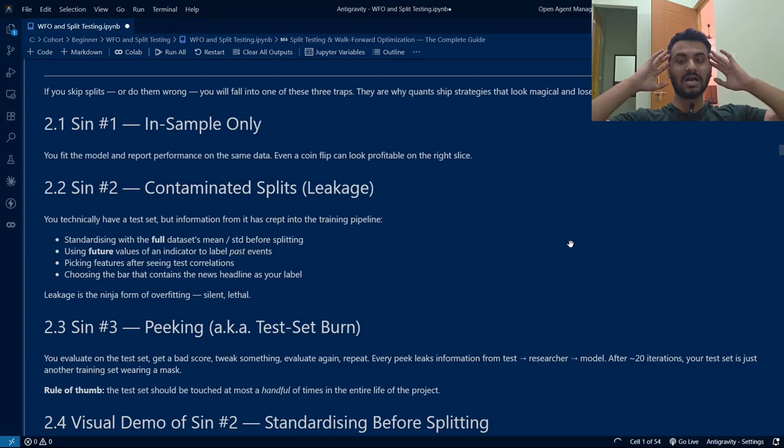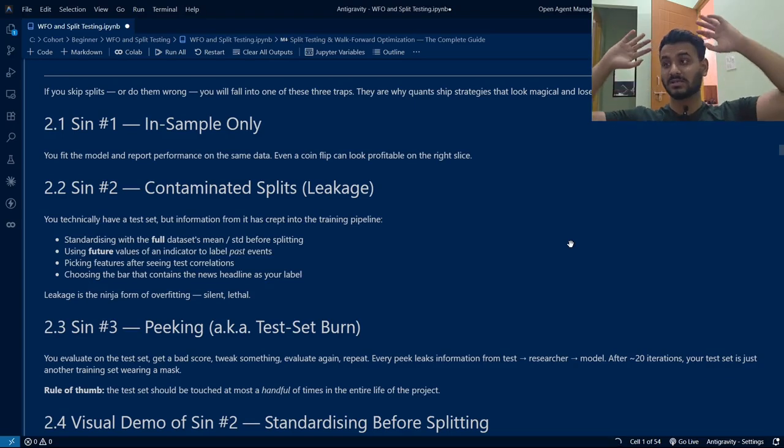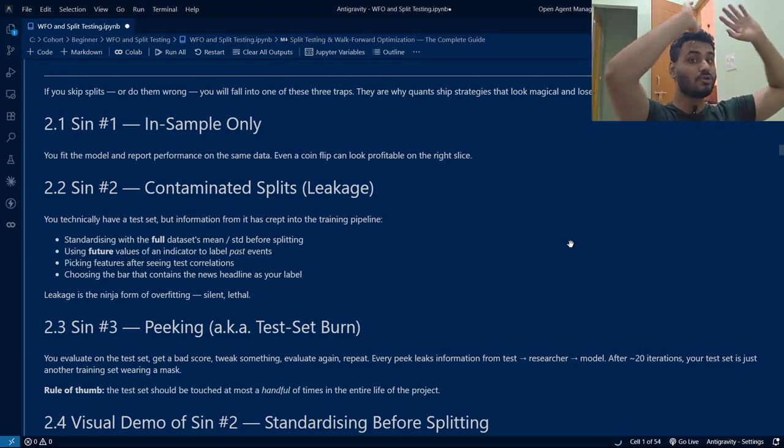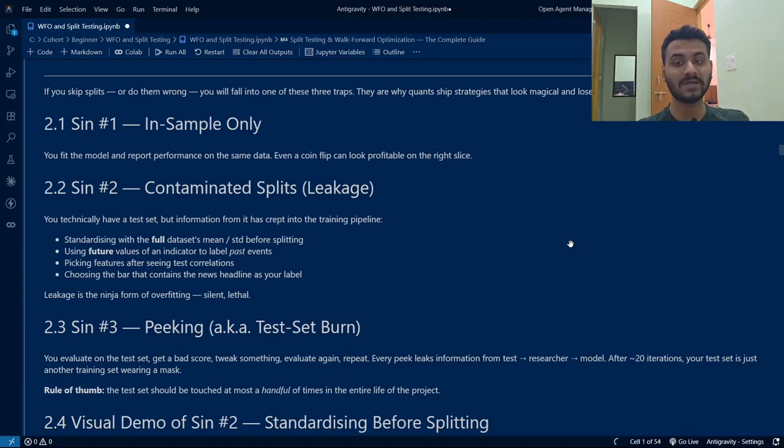That's why you have to understand that the parameters that worked before may not work in the future. That's why we create robust strategies. We do fragility tests, we do robustness tests. Now, sin 2 is contaminated splits, basically leakage in the data.